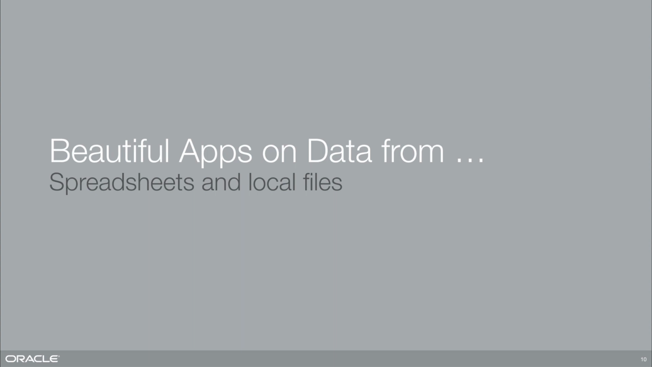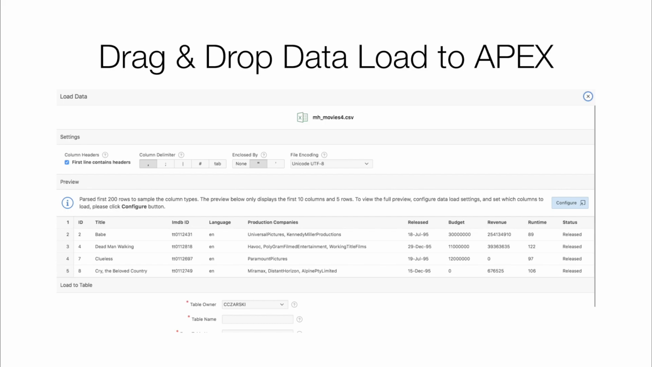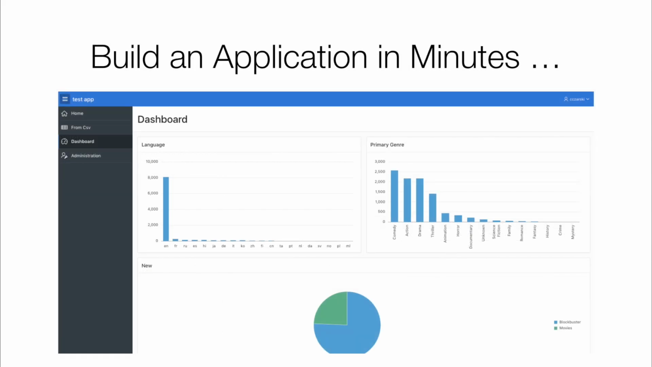And we will just work with a local file, a spreadsheet or a local file. And I have a CSV file for now. So we have that file which contains, let's say, movie data from the internet. And we will upload that file to Application Express and then start building an application. And the final result will more or less look like this. And that's what we will do right now.